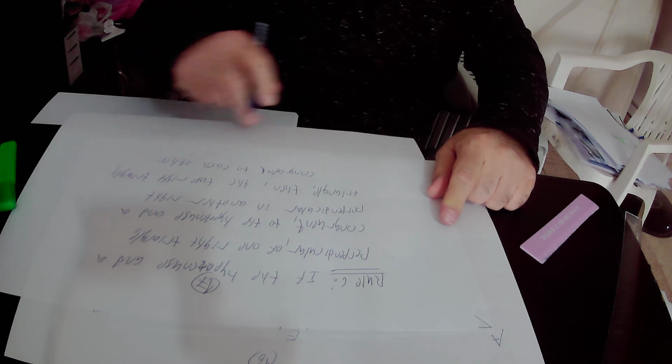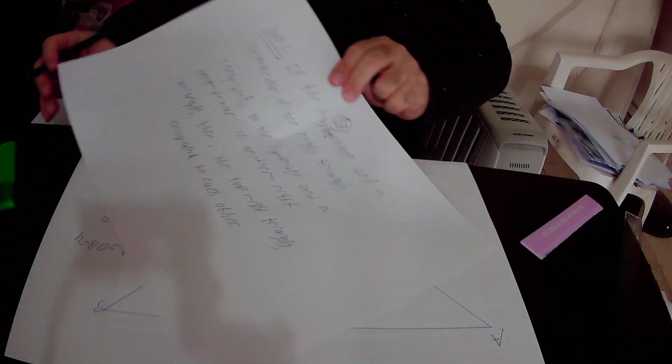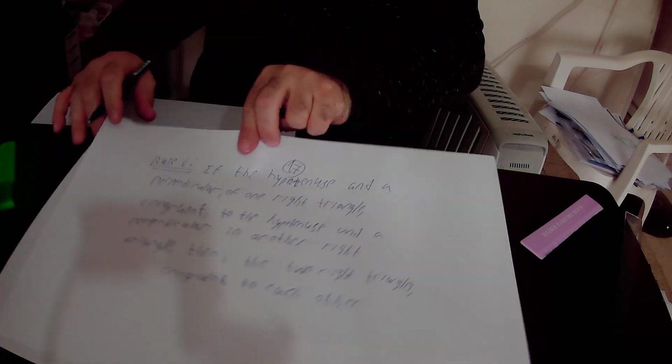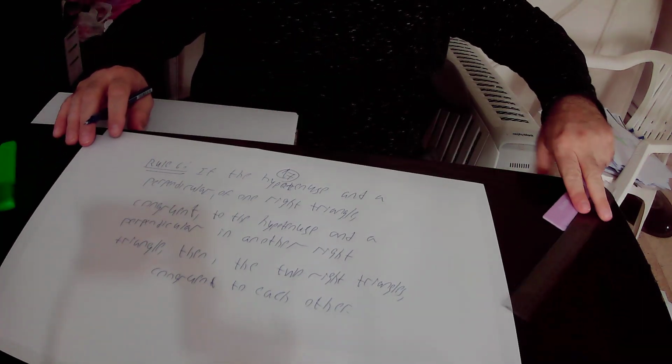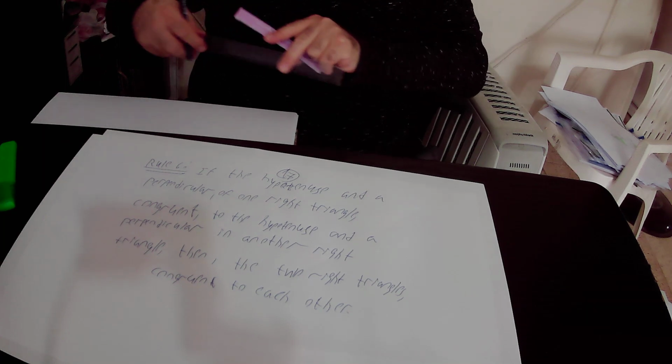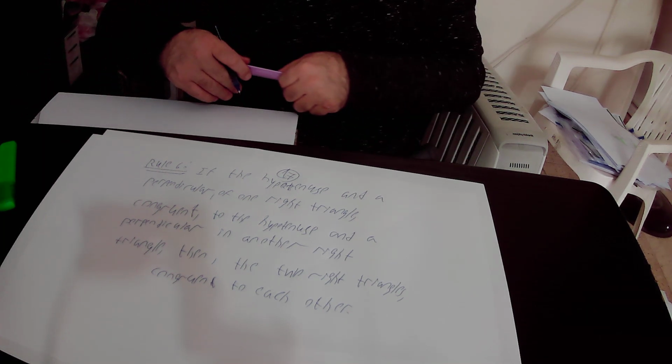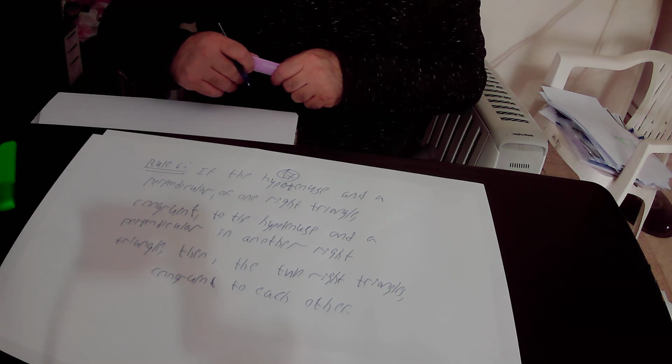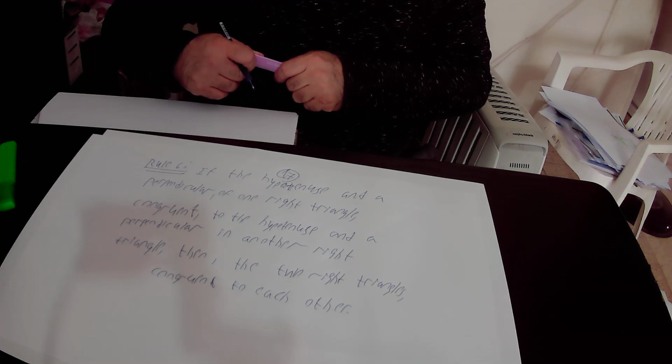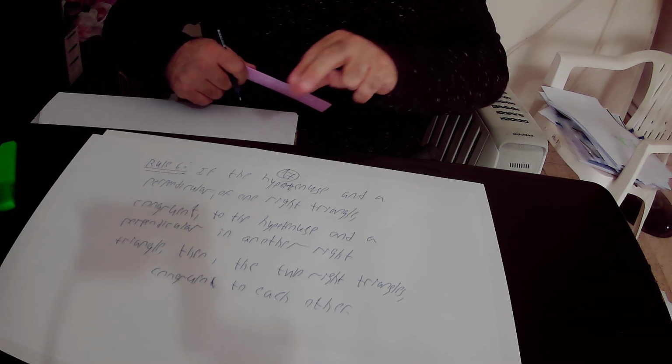I'll read rule number 6 again. Rule number 6 states that if the hypotenuse and a perpendicular of one right triangle are congruent to the hypotenuse and the perpendicular in another right triangle, then the two right triangles can go into each other.